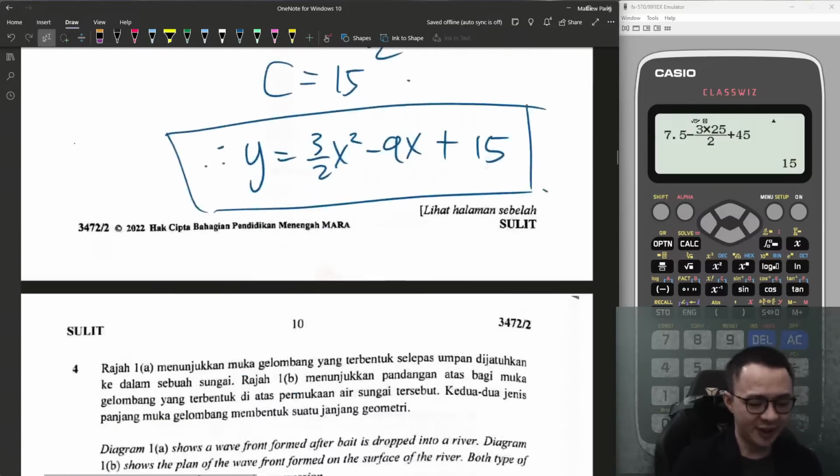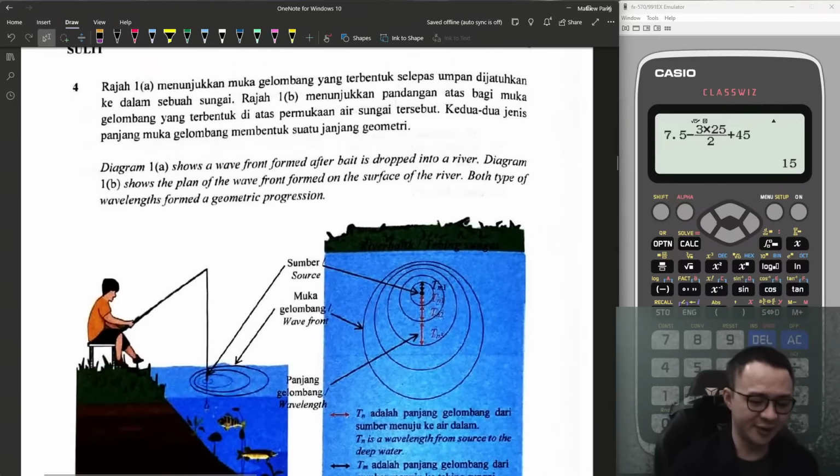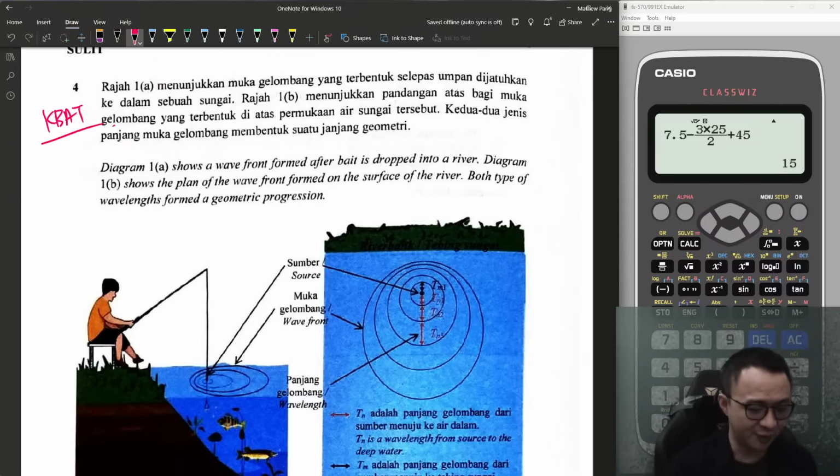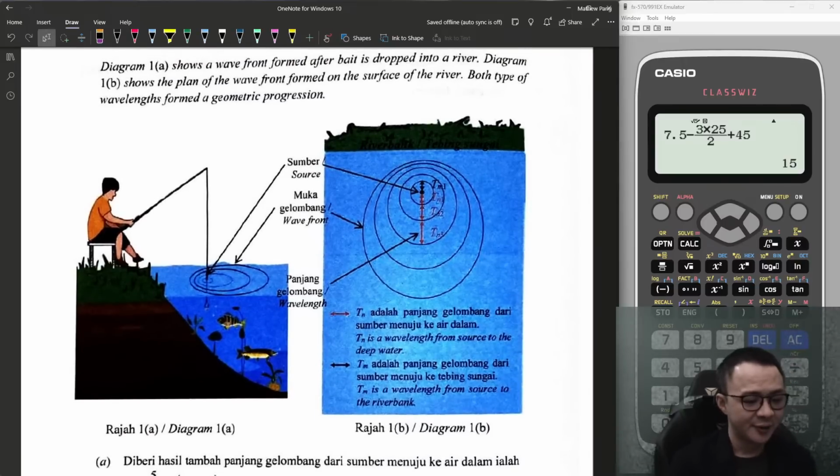Alright, so let's move on to the next one. Okay, this is sort of the K-bar question, but not super hard, but you need to read a little bit. You can see diagram 1A shows a waveform after a bed is dropped into a river. Diagram 1B shows the plan of the wavefront form on the surface of the river. Both types of the wavelength form a geometric progression.